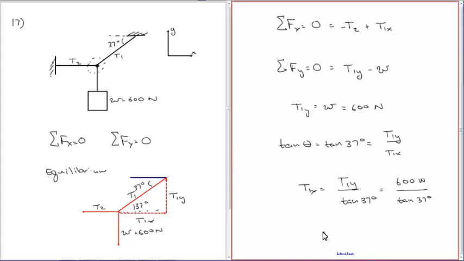And let's get my calculator out. Make sure you're in degrees, calculator in degrees. So we have 600 divided by the tangent of 37 degrees, which is 796 newtons.